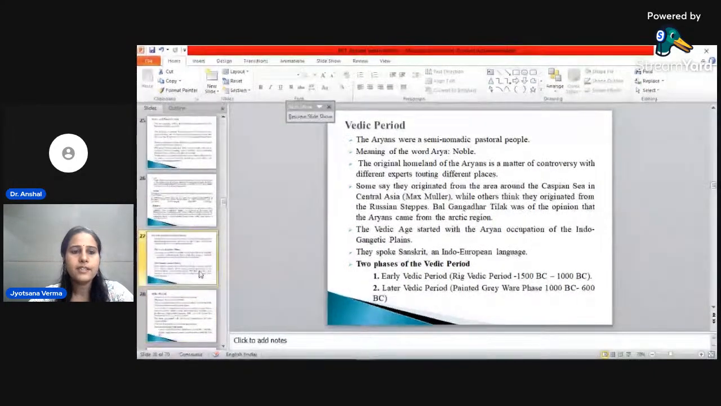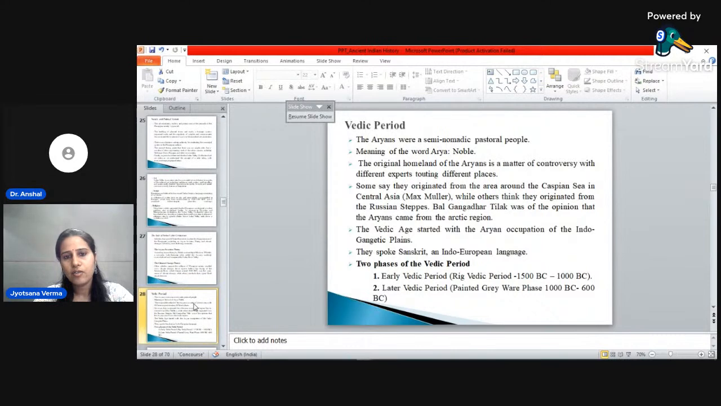So the next phase after the decline of the Indus Valley civilization, the next period of ancient Indian history, is the Vedic period. In this period, the Aryans were the main people. The Aryans were a semi-nomadic people.